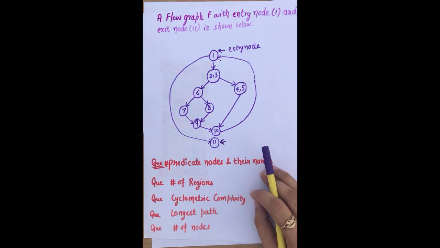Cyclomatic complexity of a code section is the quantitative measure of the number of linearly independent paths in it. It is the software metric used to indicate the complexity of a program. When you want to find the complexity of a program, you use cyclomatic complexity. It is computed using the control flow graph of the program, just like the control flow graph given here.